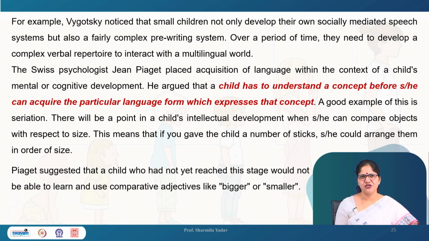The Swiss psychologist Jean Piaget placed acquisition of language within the context of a child's mental or cognitive development. He argued that a child has to understand a concept before he can acquire the particular language form which expresses that concept. A good example of this is seriation. There will be a point in a child's intellectual development when she can compare objects with respect to size and arrange them in ascending or descending order. This means that if you gave the child a number of sticks, he could arrange them in order of size. Piaget suggested that a child who had not yet reached this stage would not be able to learn and use comparative adjectives like bigger, smaller.